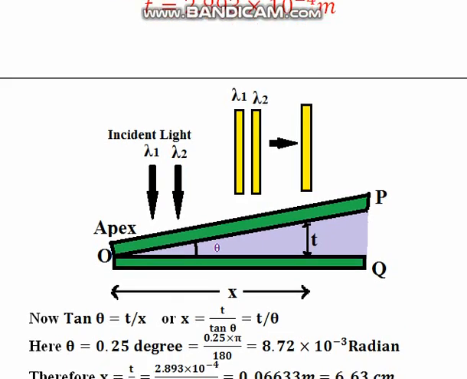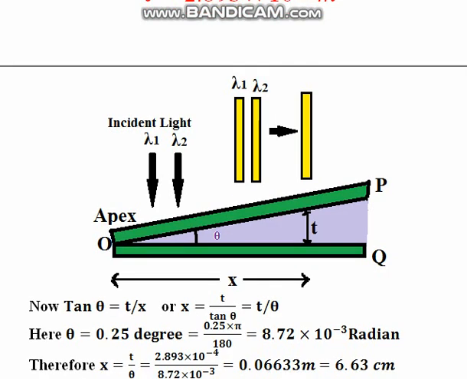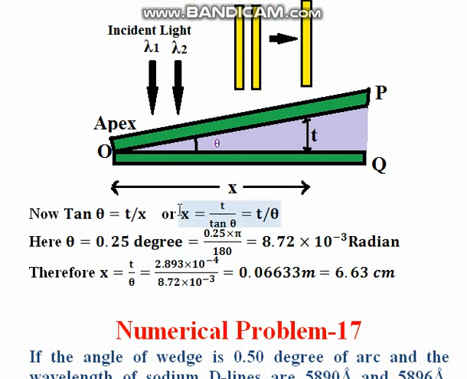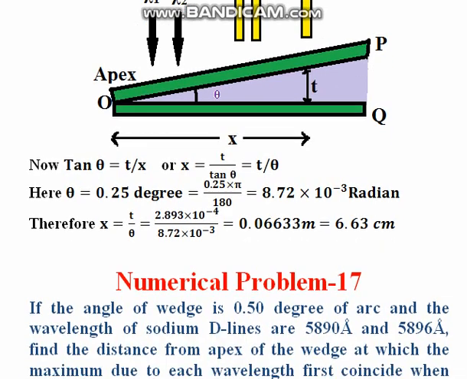Now t is calculated, but you have to calculate the position of this fringe from the apex point, so you have to calculate x. Now apply the tan theta formula: x is equal to t upon theta. Put the value of t and theta in radian, and we can solve this equation for the x value. The x is the distance of the overlapping fringe from the apex point. It comes to be 6.63 centimeter. So this is the problem.